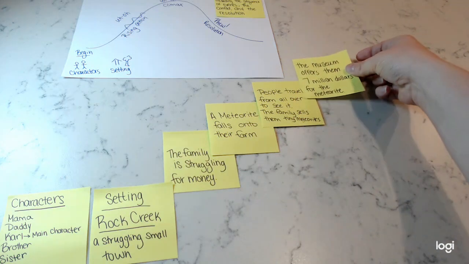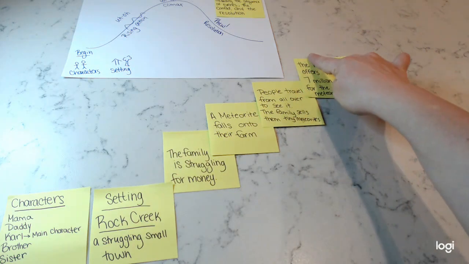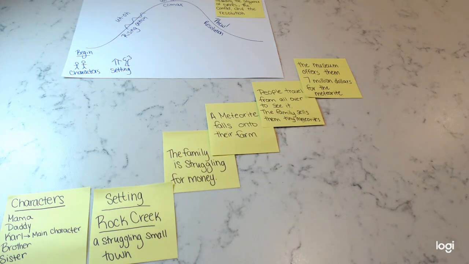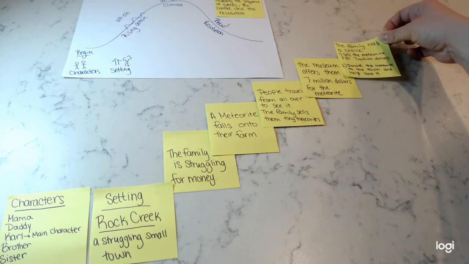Then they get offered a huge amount of money, $7 million for the meteorite. That kind of money will make sure that they never struggle again. And the whole problem is that they are struggling. The whole town is struggling, right? And so the family is met with a choice.